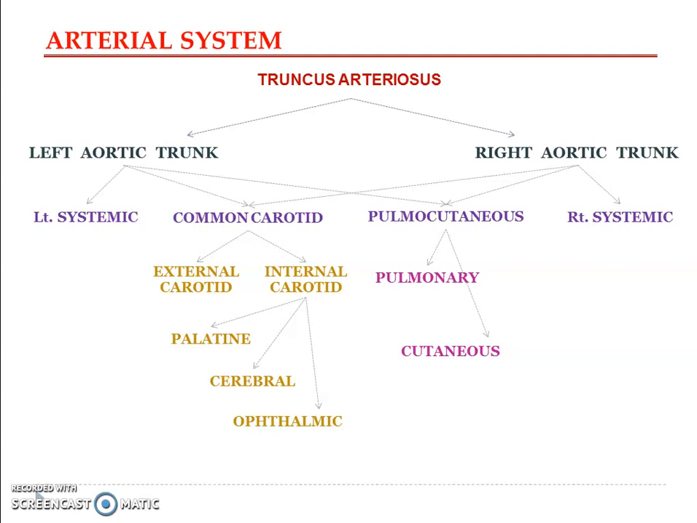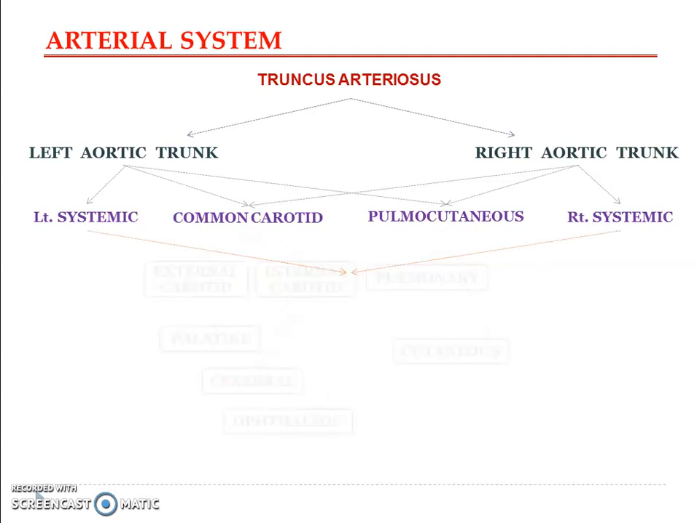Now the pulmocutaneous. Each pulmocutaneous arch divides further into two arteries: a pulmonary artery, as it goes into the lungs, and a cutaneous artery, which supplies blood to the skin and the buccal cavity. So this is responsible for gaseous exchange, both pulmonary as well as cutaneous. Even the buccal epithelium is meant for respiration. They are respiratory surfaces. Okay, so these are the main two.